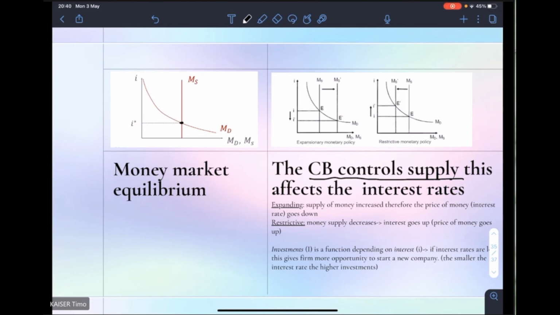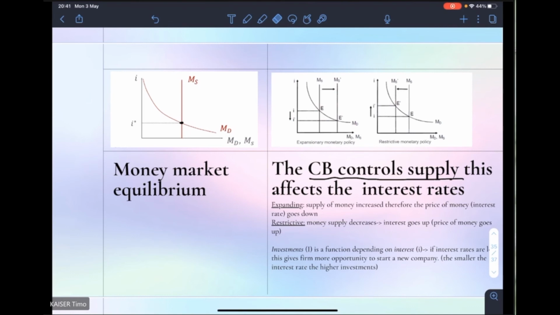The central bank can decide on two different policies: it can do expansionary monetary policy or restrictive ones. Expansionary means they supply more money. When they supply more money, interest will go down. And when interest goes down, money demand will increase, because when the price of money is low, you demand more of it. And with a restrictive money policy they decrease supply. A decrease in supply will increase interest rates and will then decrease demand.